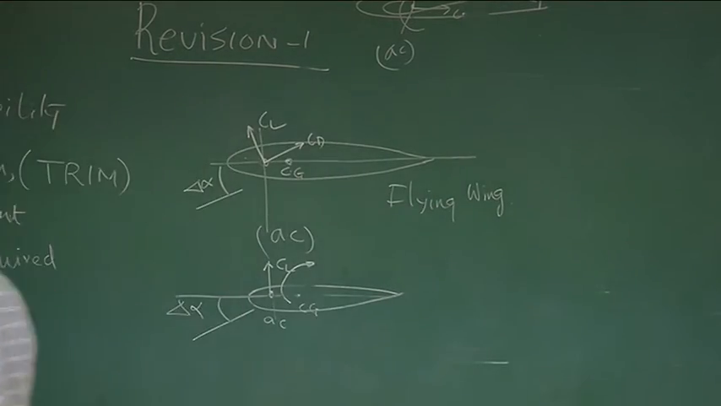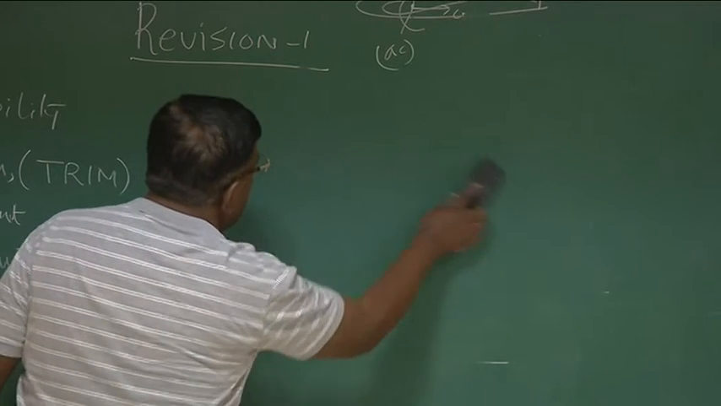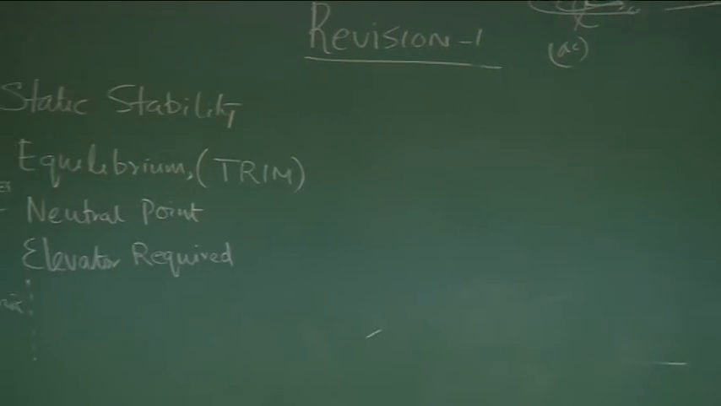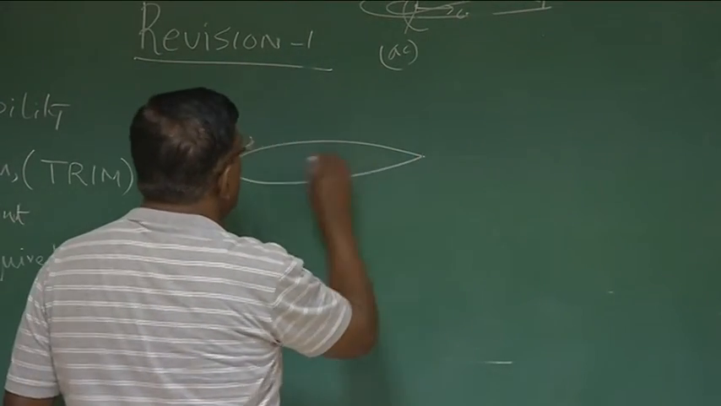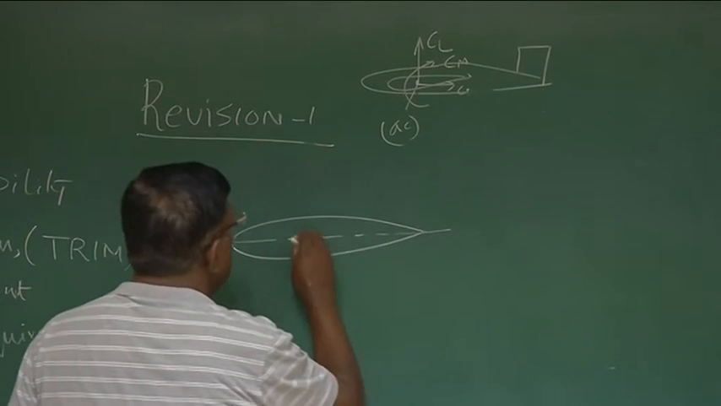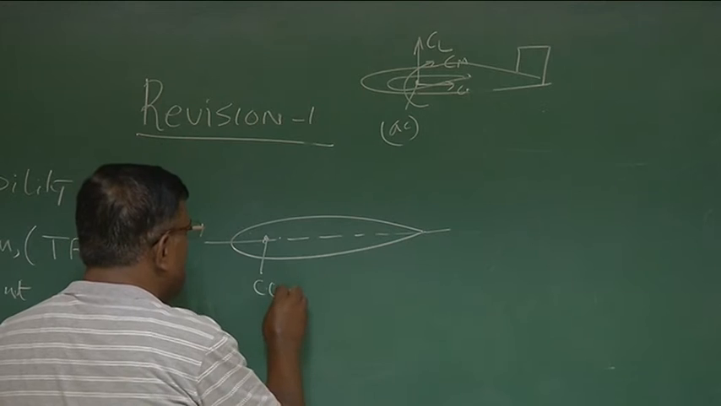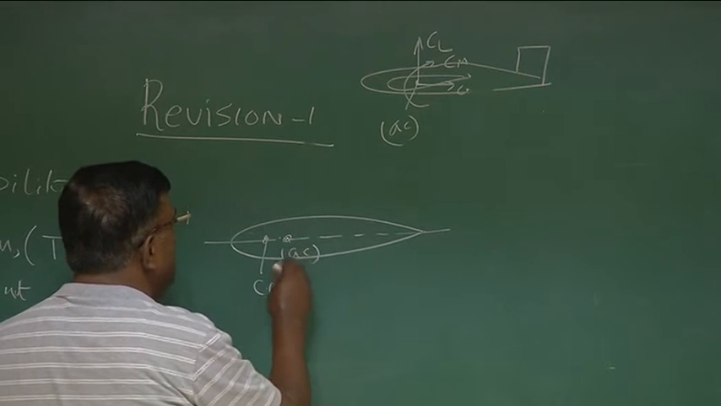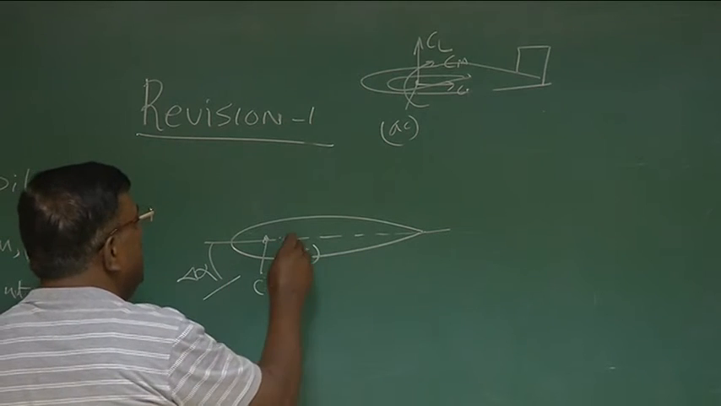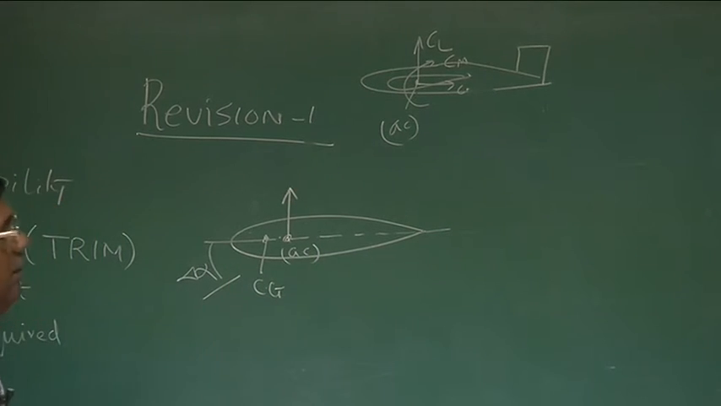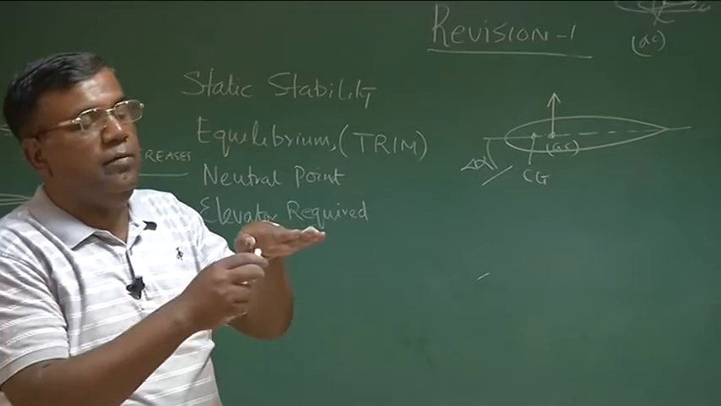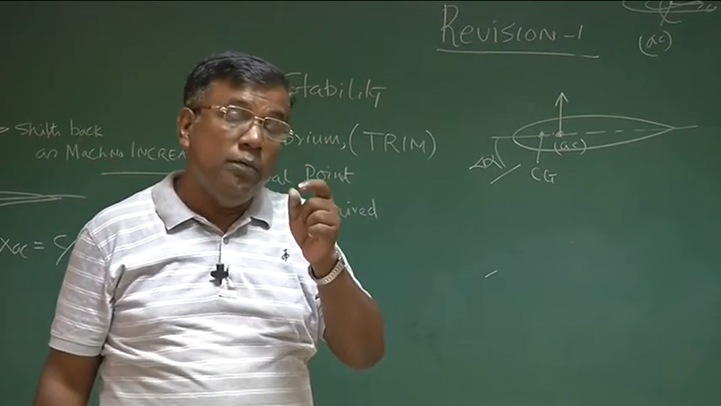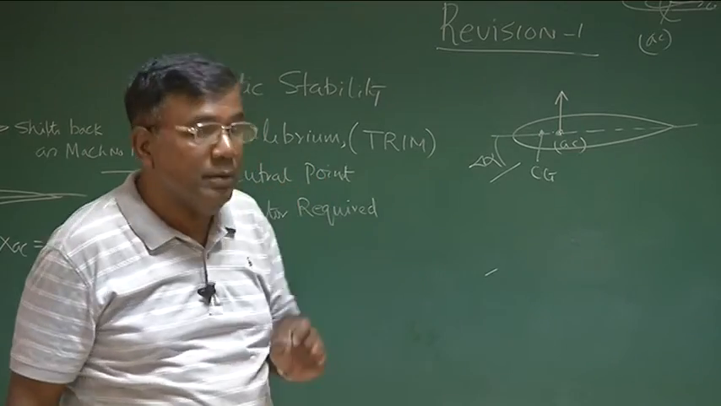So if AC is ahead of CG of the airplane, or for this case flying wing, then we say this aircraft is statically unstable. And what we also realized, for the same configuration, if CG is here and AC is here, and there is an alpha disturbance. When I say alpha disturbance, what does it mean? Suppose the airplane is cruising at alpha 2 degrees, and because of some upward gust, the angle of attack has become 2.5 degrees. So this 2.5 minus 2, this 0.5 degree, is the disturbance.